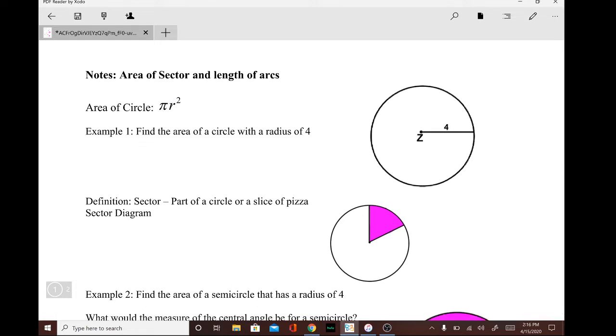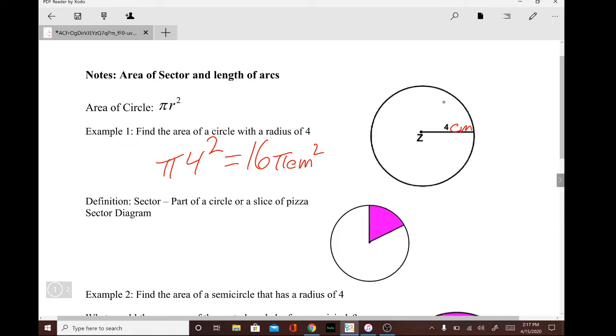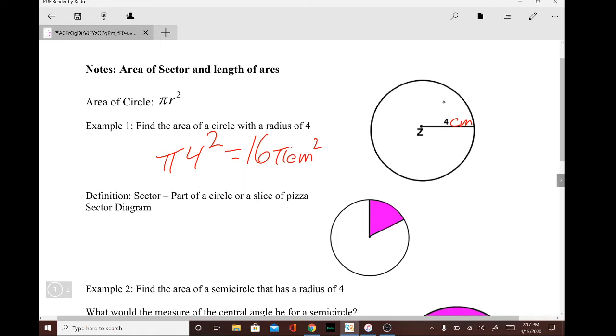So for our first circle, we want to find the area of the whole thing. We'll do pi times 4 squared, and we would get 16 pi units squared. Now, let's come up with some arbitrary units. Let's call these centimeters. So we get 16 pi centimeters squared for the area of this circle. Now, a sector is a part of a circle, like a slice of pizza.